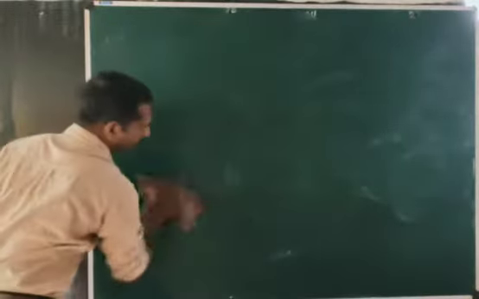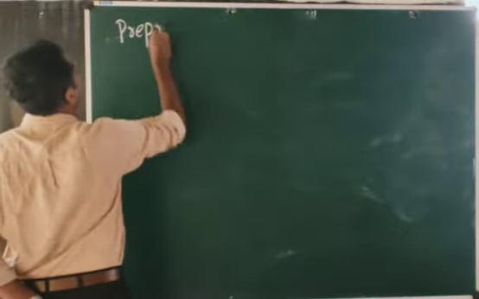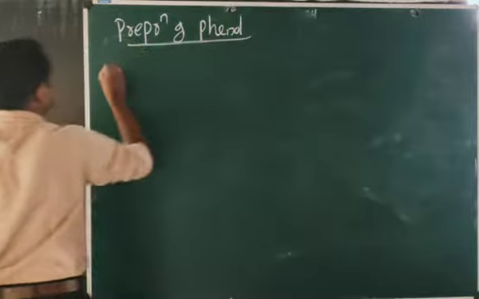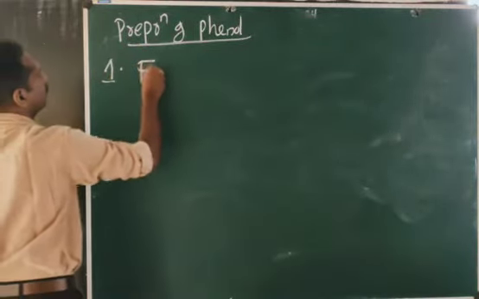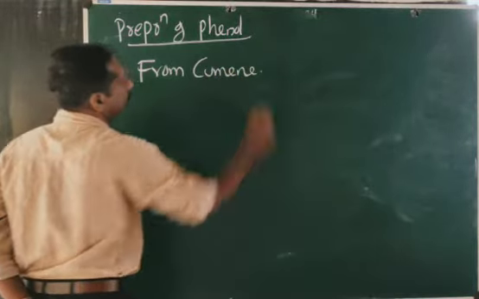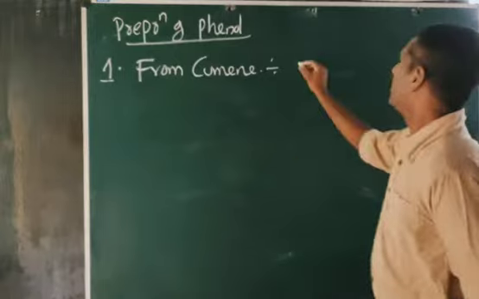Next is preparation of phenol. First method, number 1, from cumene. Look here at how cumene is prepared.